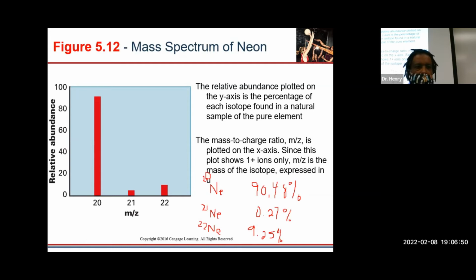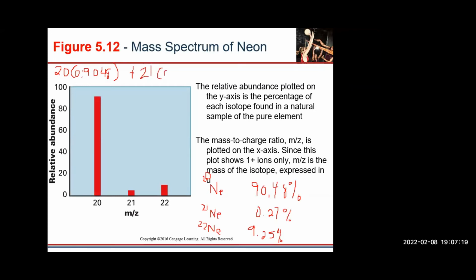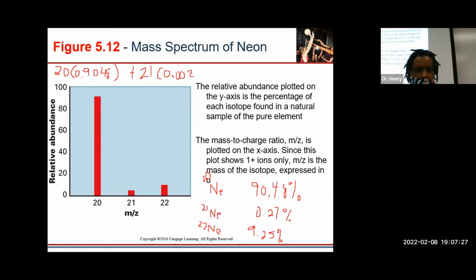So neon 20, we go 20 times, we put that 90.48% into decimal form, so that's 0.9048, plus 21 times 0.0027, plus 22 times 0.0925.